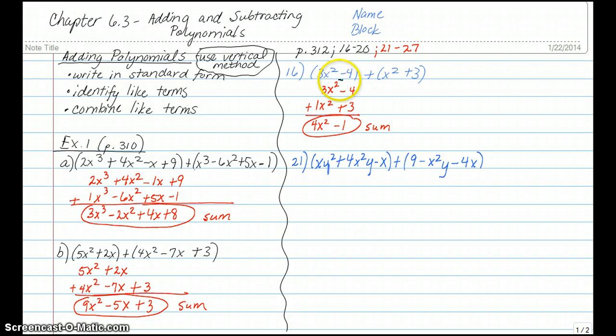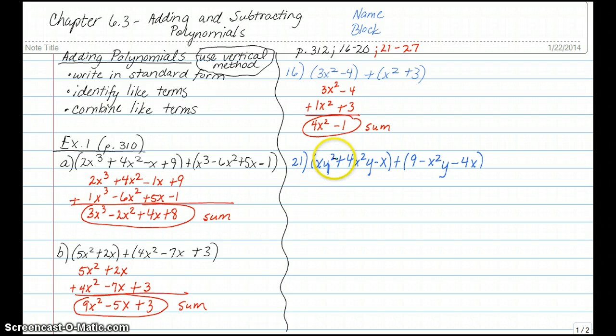Okay, you have 3x squared, and look at the second expression. X squared is the other like term, so plus 1x squared, or x squared, is 4x squared. Then minus 4 is the constant. You see the constant over in the second expression was plus 3. And negative 4 and positive 3 is negative 1. So the sum is 4x squared minus 1. Now, number 21 is a bit more challenging, so we're going to do this one together. The first thing you have to understand is that variables are in standard form when they are given in alphabetical order and the largest degree first.